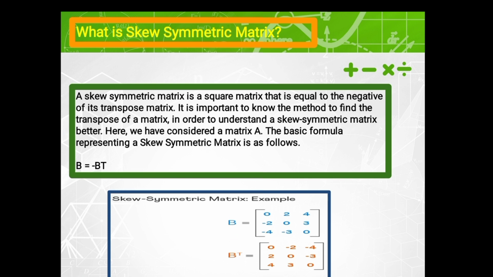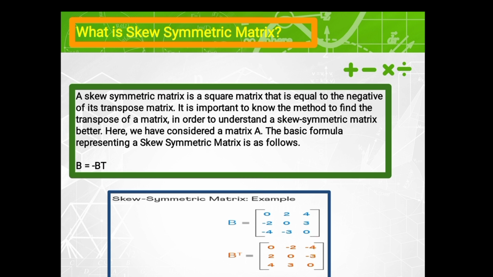If we transpose the matrix B, the rows will interchange into columns. The first row 0 2 4 becomes the first column, the second row minus 2 0 3 becomes the second column of B transpose, and the third row minus 4 minus 3 0 becomes the third column of B transpose.